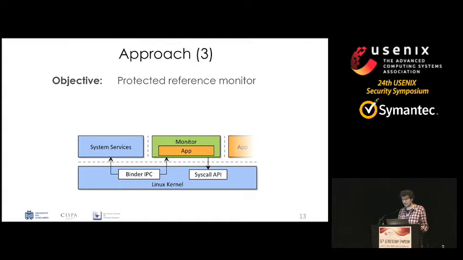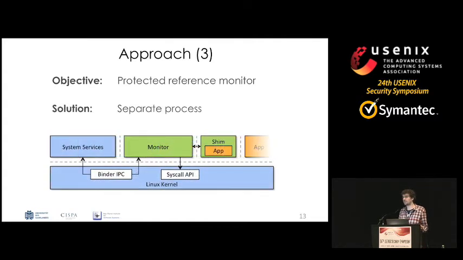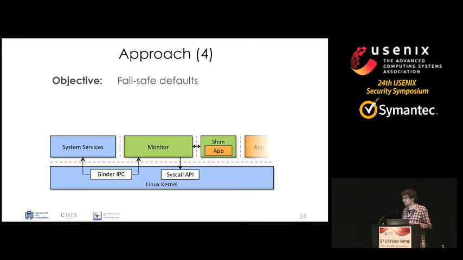And what related work has done, as a very straightforward approach, is to split the monitor into two separate processes, where we have a privileged monitor app and a thin shim app that is just going to host the untrusted application's code. And with that, we have introduced a process boundary between the monitor and the untrusted app's code. However, that still doesn't give us fail-safe defaults.